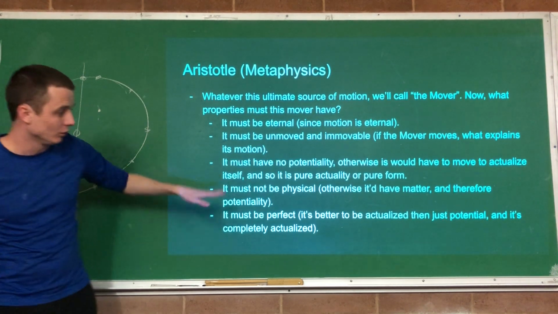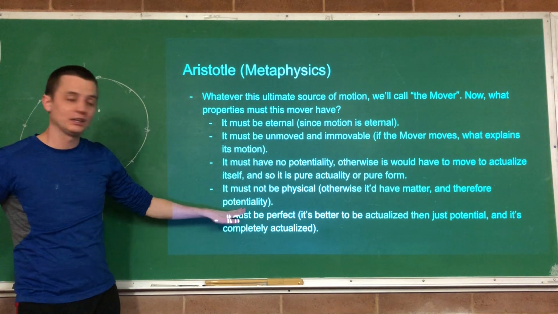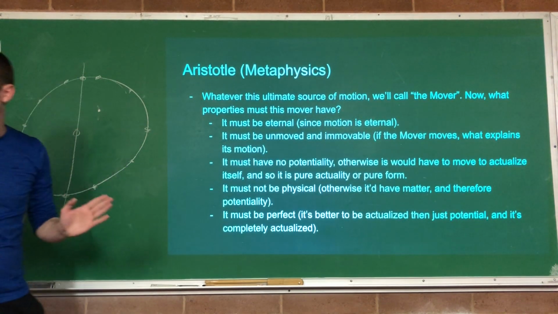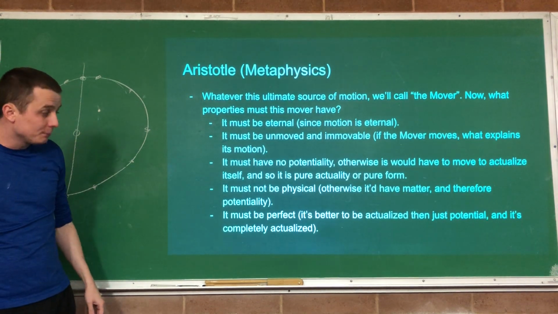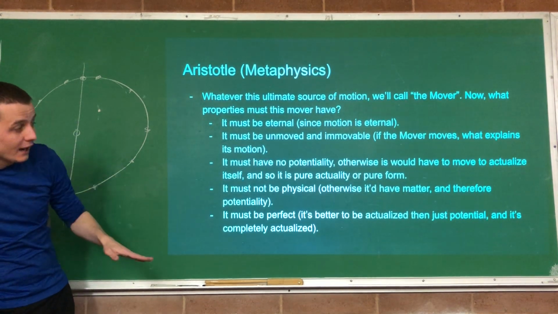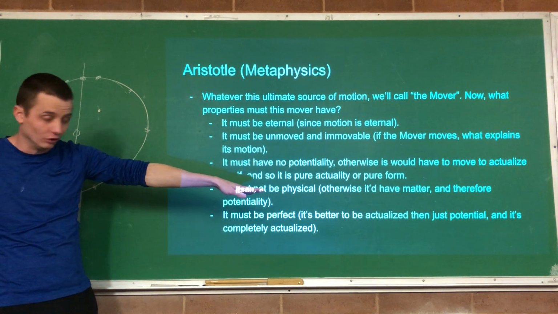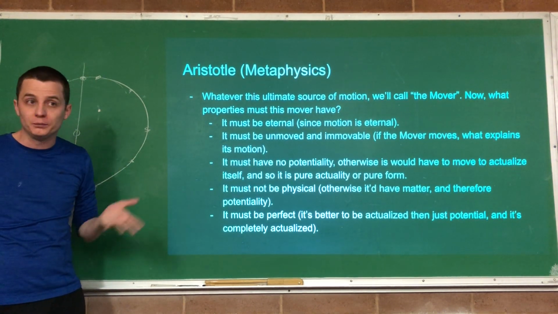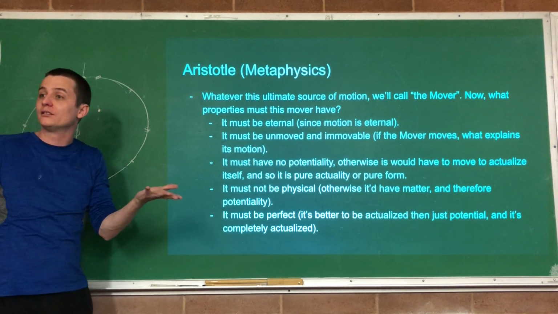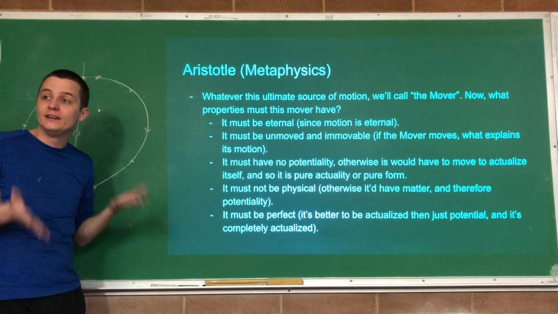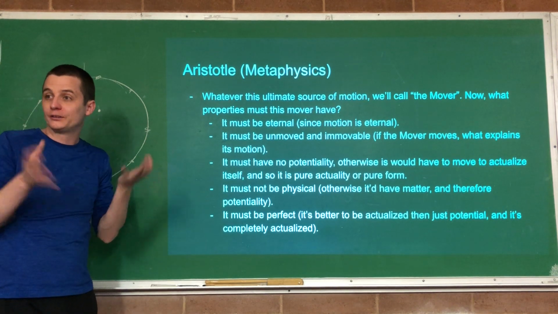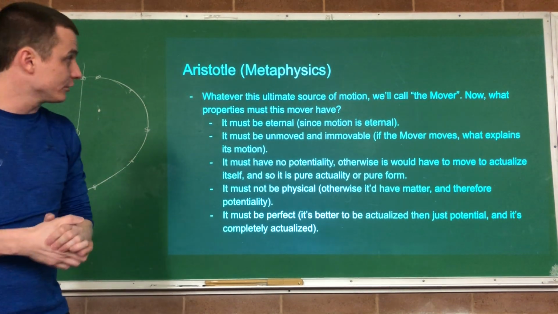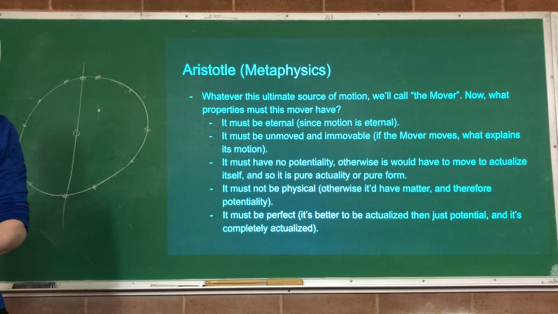It must not be physical, otherwise it would have matter, and therefore potentiality. But he says it has no potentiality, it's pure actuality. So it's pure form, no matter. It must be perfect. It's better to be actualized than to just be potential, and it's completely actualized. That's what we mean for something to become perfect, to become more and more actualized, until you can't actualize it anymore. And it is as much what it is as it could be. It's perfect. Fully actualized. So these are the properties that this unmoved mover must have.